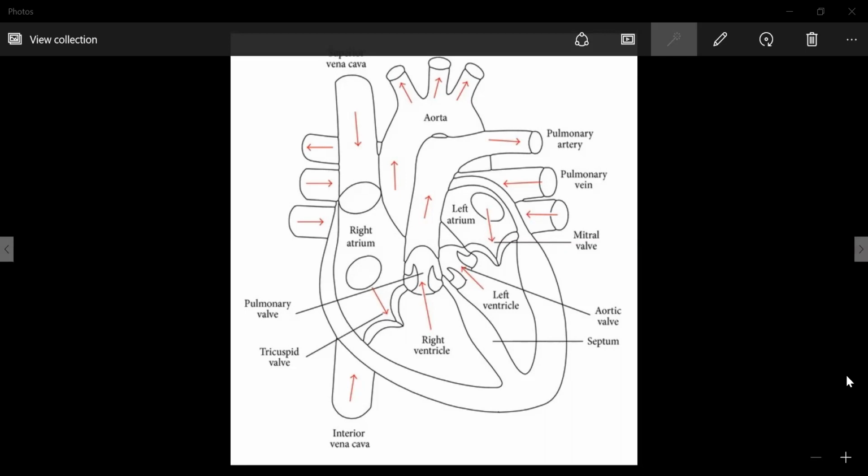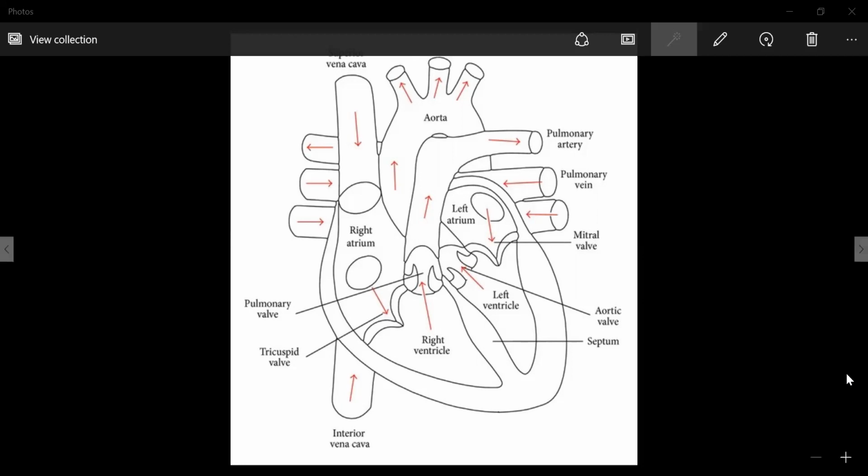So we can follow this process step by step. Oxygen-rich blood from the lungs comes to the thin-walled upper chamber of the heart, the left atrium. The left atrium relaxes when it is collecting this blood. It then contracts while the next chamber, the left ventricle, expands so that the blood is transferred to it. When the muscular left ventricle contracts in its turn, the blood is pumped out to the body.